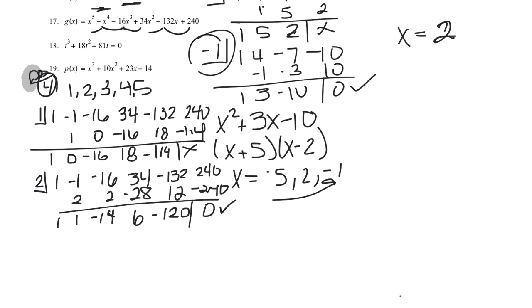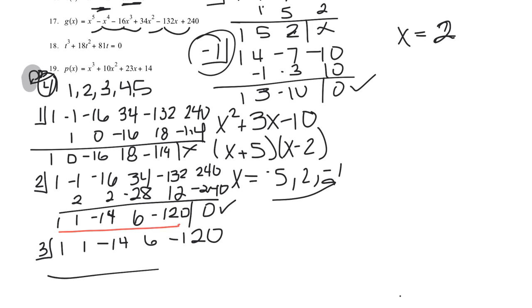And now I'm going to use my new numbers here. I can eliminate anything that's not a factor of 120 so far. These all work, so I'm going to keep going down my list. Let's try 3 with my new numbers, because now we'll omit an x to the 4th. So let's try 3. 1, 1, negative 14, 6, negative 120. So 1, 3, 4, 12, negative 2, negative 6, 0, 0.